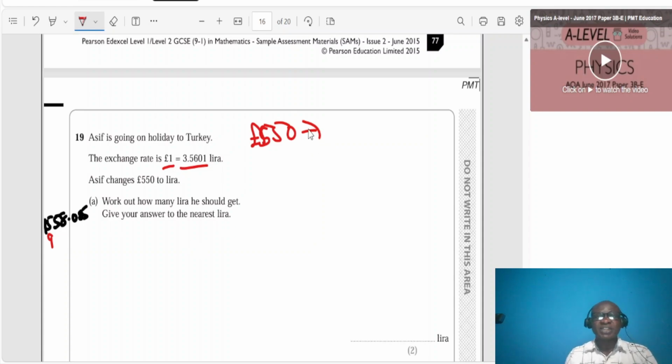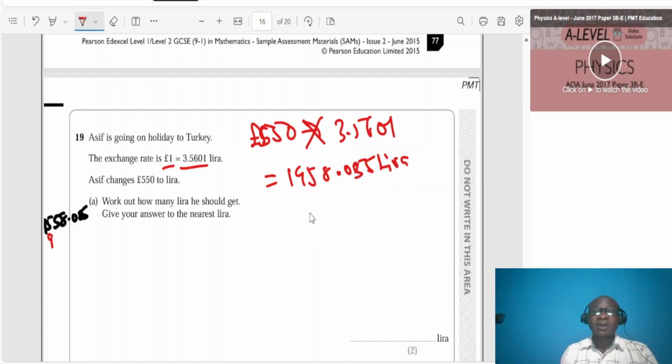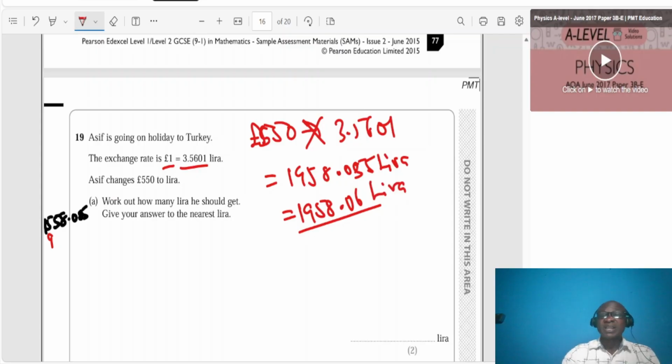Just that is multiplication. We just multiply by what? 3.5601, isn't it? Yeah. So 3.5601 multiplied by 550, because it is a calculator question. So that is going to give us 1958.055 rila. But in currency, we need only 2 decimal places. So that is 1958.06. You can round up if you like. Is that okay? So that is the correct value.